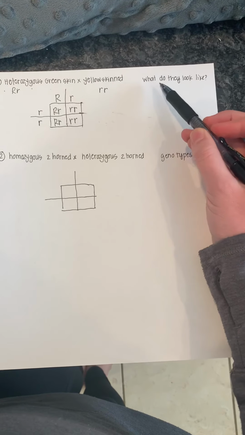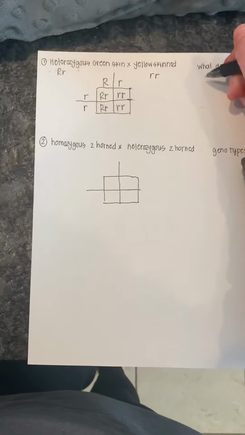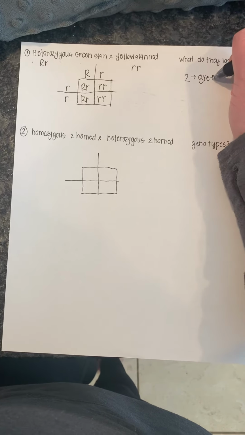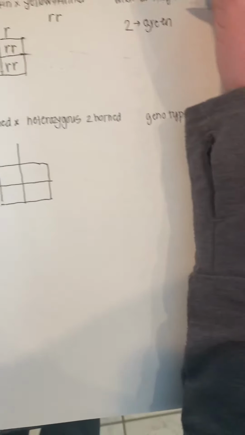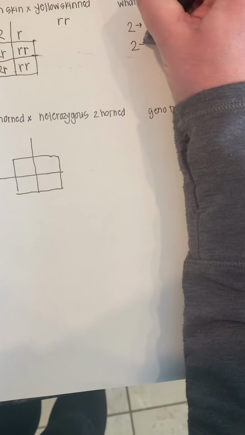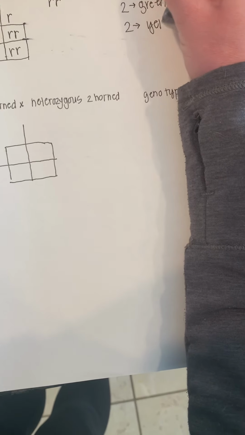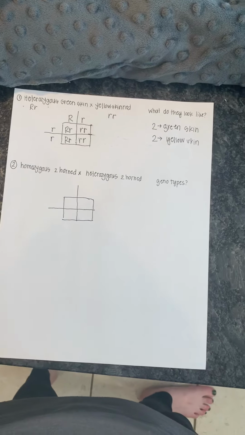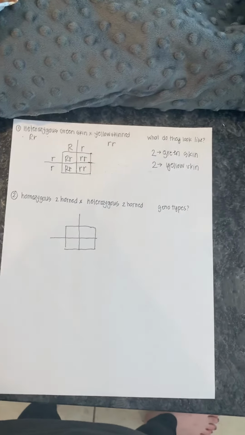So my question asked me, what do they look like? Well, two of my offspring have green skin, and two of my offspring would have yellow skin. So if these two parents were having a baby, it would be 50-50 over whether the Zork had green skin or yellow skin.